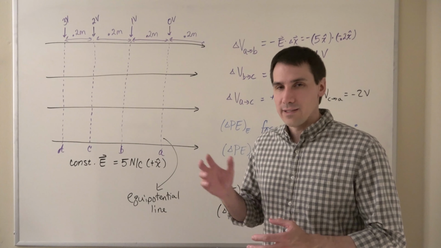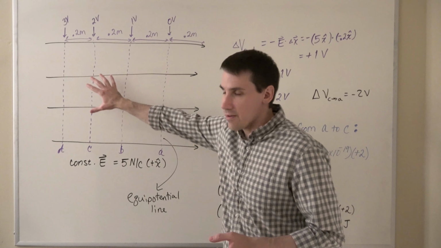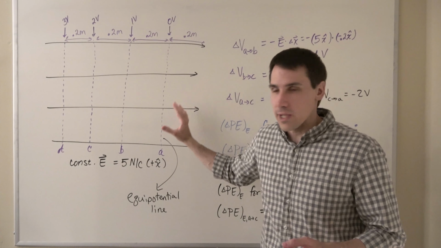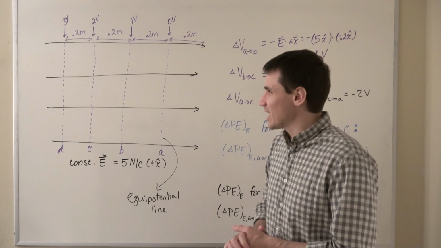Now let's look at another example of using the electric potential. So again, we have a uniform electric field pointing to the right. I promise this is the last time we will use this particular example.